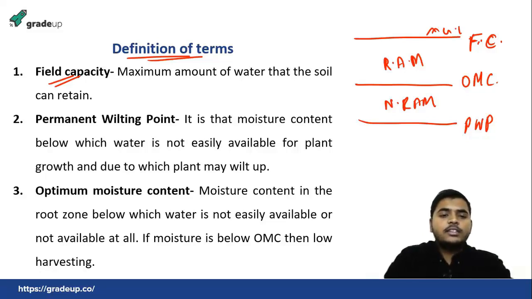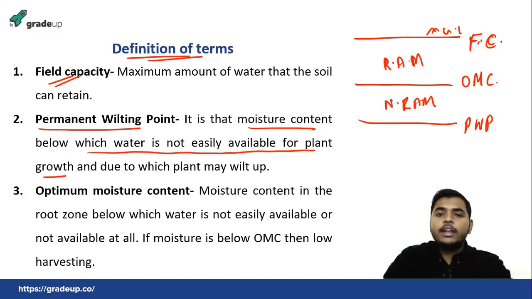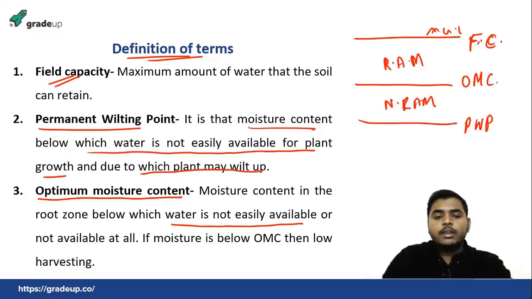Now let's again see the proper definitions. Permanent wilting point is that moisture content below which water is not easily available for plant growth, due to which the plant may wilt up, that is decay. And what is optimum moisture content? Moisture content in the root zone below which water is not easily available or not available at all. So, as I told, non-readily available moisture. If moisture is below OMC, then naturally low harvest.